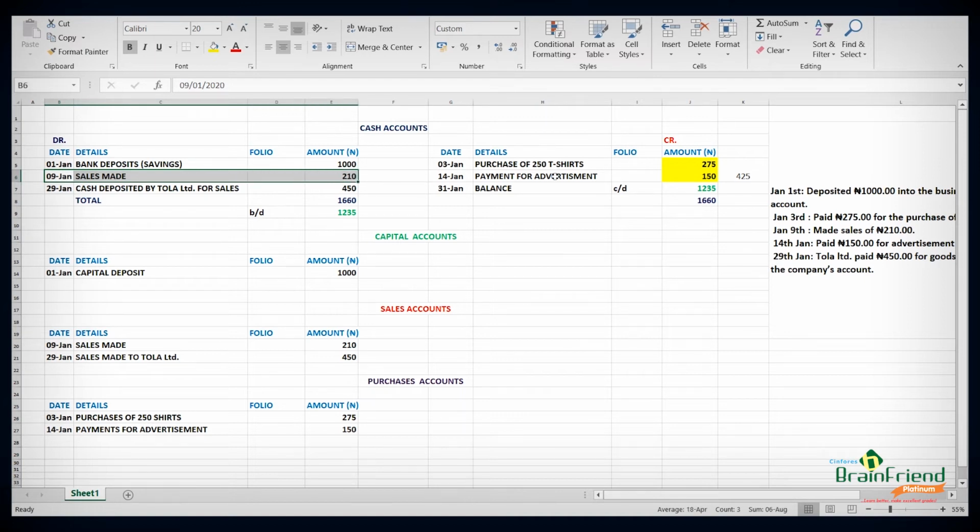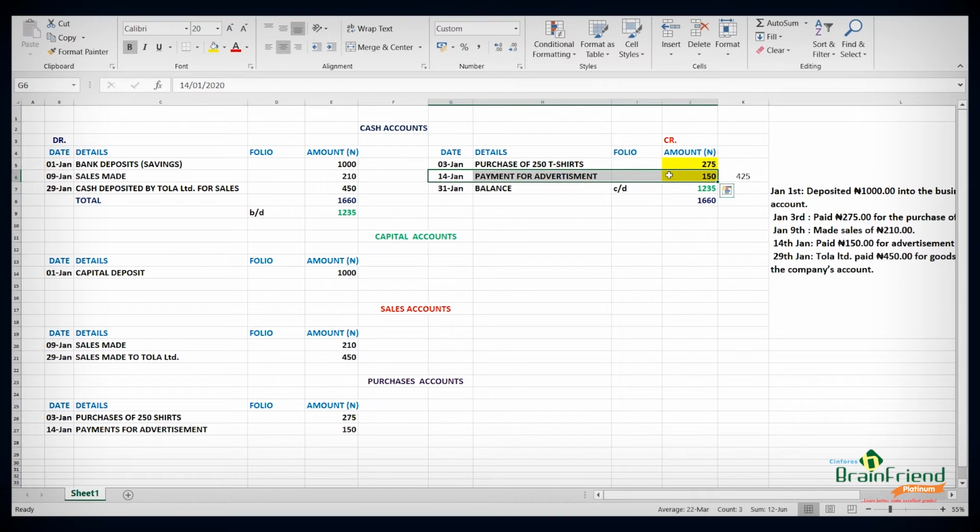On the 14th of January, the firm paid for advertisement to the tune of 150 naira. That will be captured in the credit side of the account.